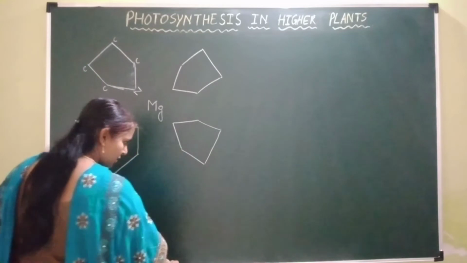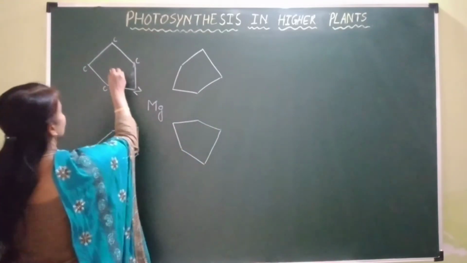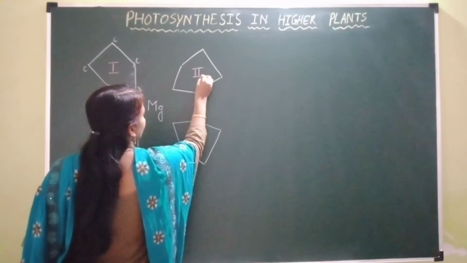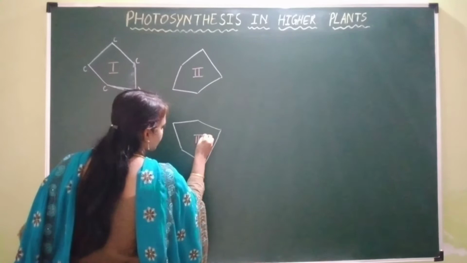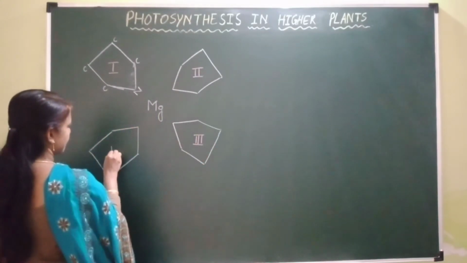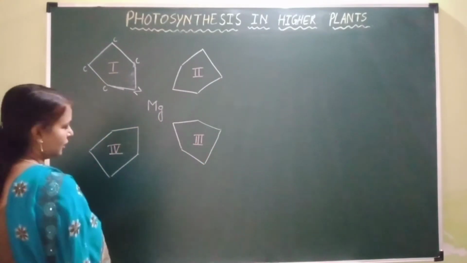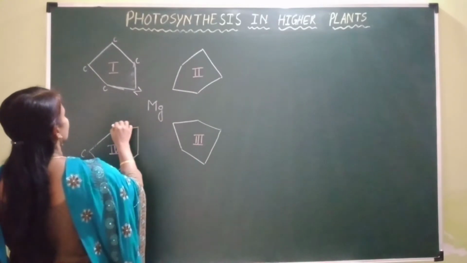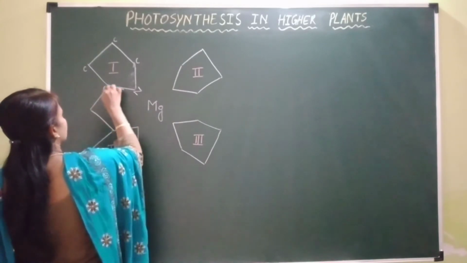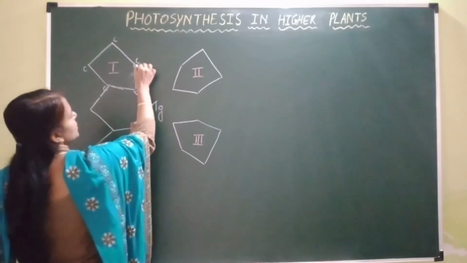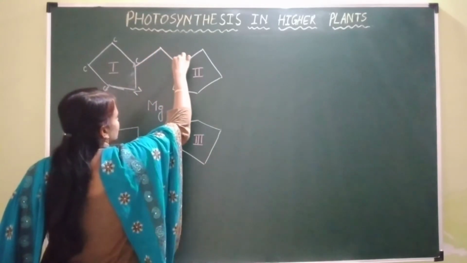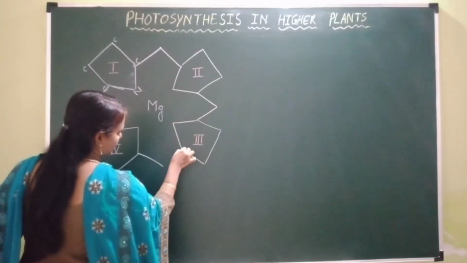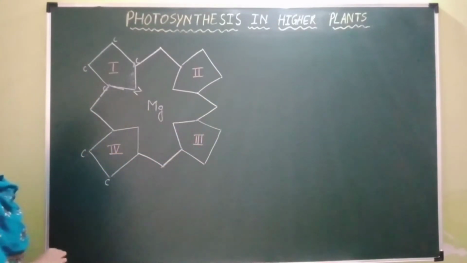Okay, so this is first pyrrole ring, first ring, second ring, third ring and fourth ring. All these rings are joined together by the formation of methine bridges. So these are called methine bridges. All these pyrrole rings are joined together by the formation of methine bridges.